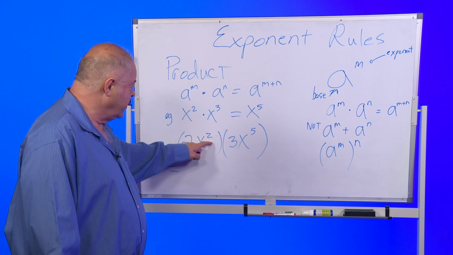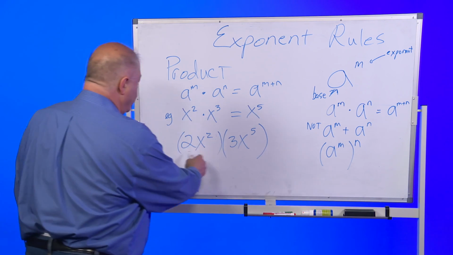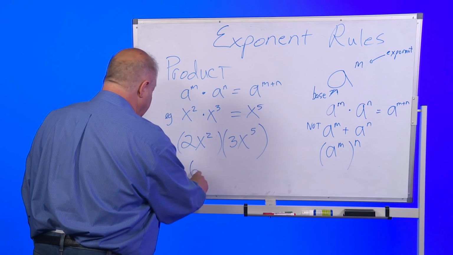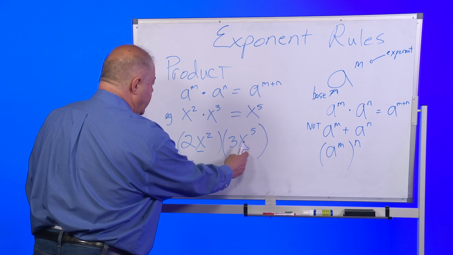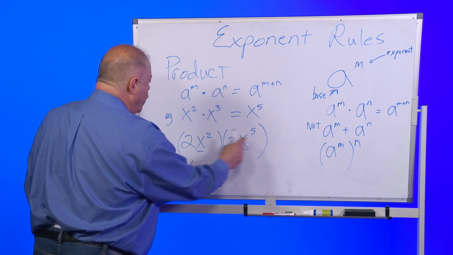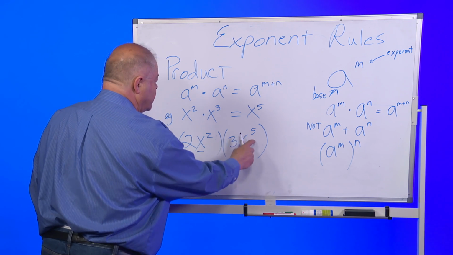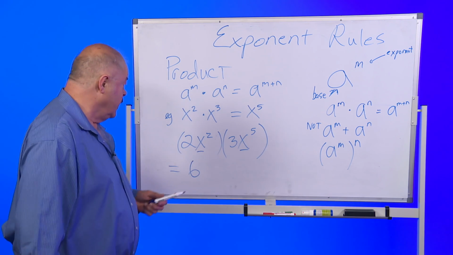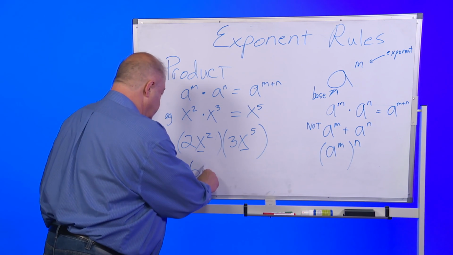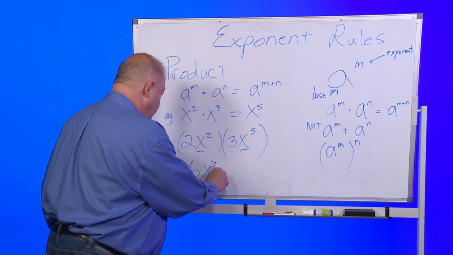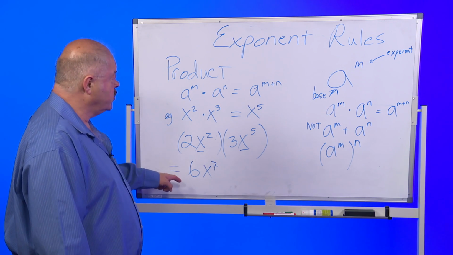Here's another one, a little more tricky. 2x squared times 3x to the 5th. Well, the 2 times the 3 is 6, and we have the same base, x. You have exponents 2 and 5, and so multiplying x squared times x to the 5 is, using our rule, m plus n, x to the 7. So that's one of the first rules.